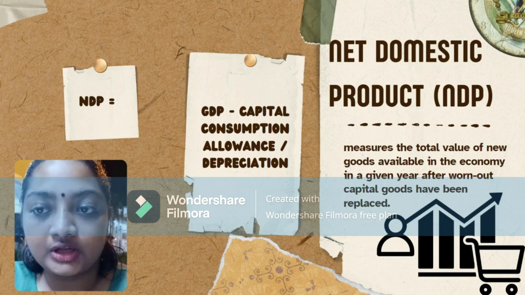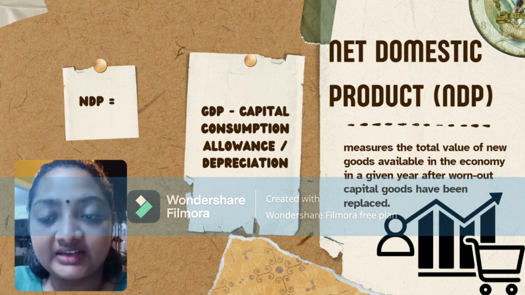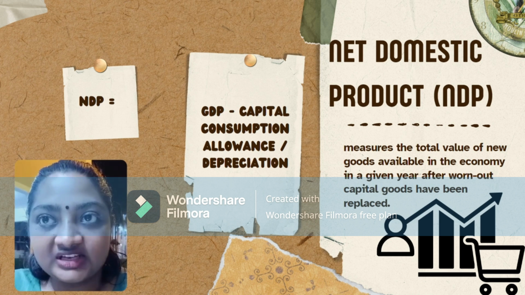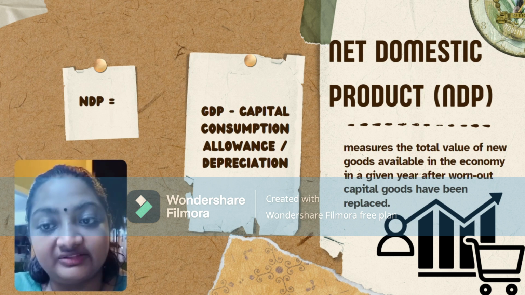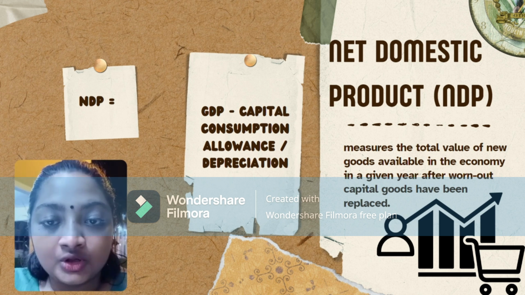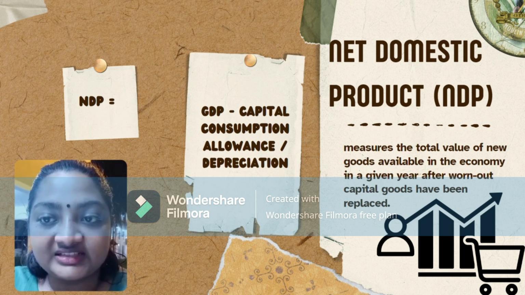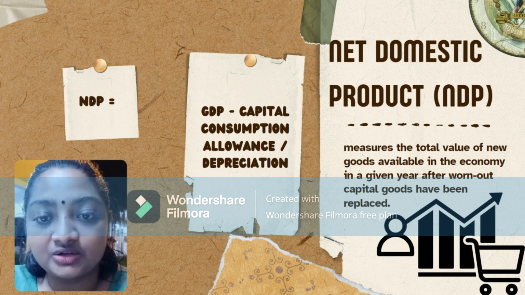Continuing, next is NDP. NDP is the net domestic product. This NDP measures the total value of new goods available in an economy in a given year after worn-out capital goods have been replaced. To calculate this NDP, the formula will be GDP minus the capital consumption allowance or depreciation.